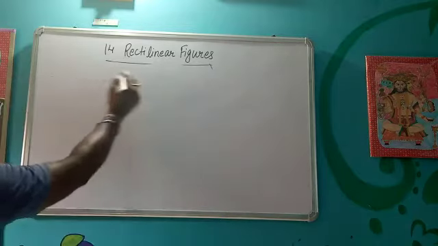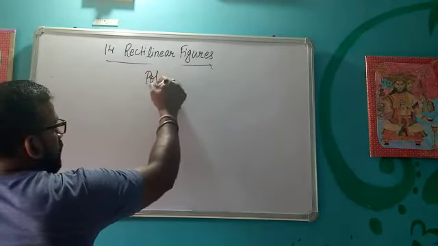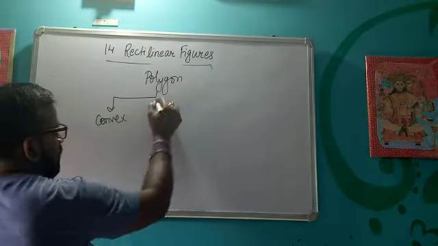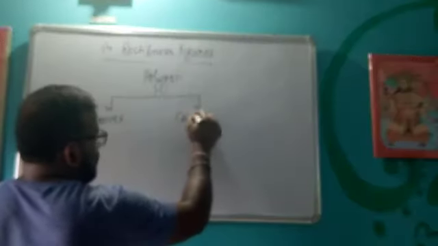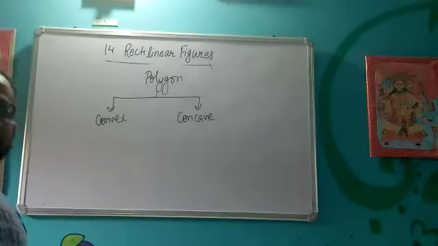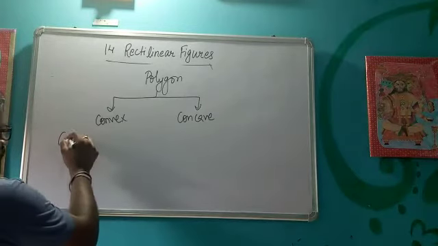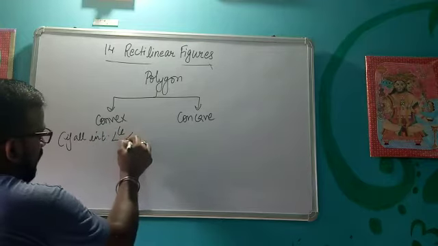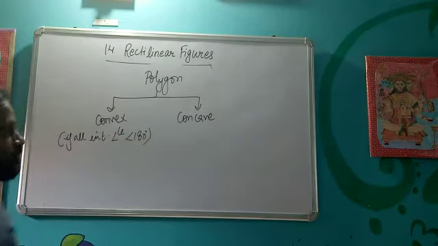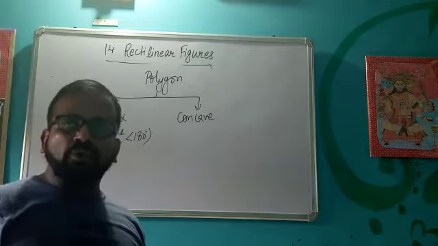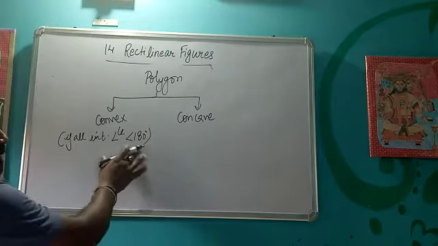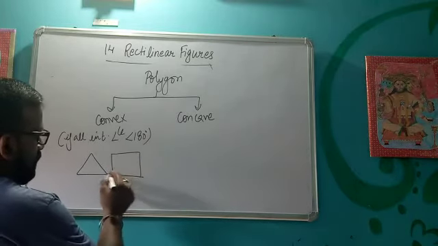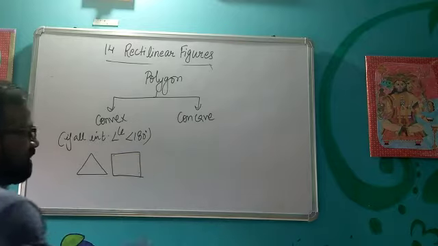Polygons are of 2 types. First is convex and another one is concave. A convex polygon is one in which all interior angles are less than 180 degrees. For example, you can take a triangle. See this figure, in this all the angles are less than 180 degrees.